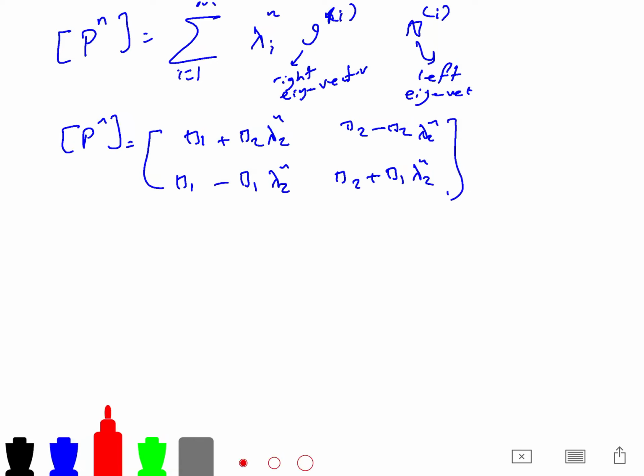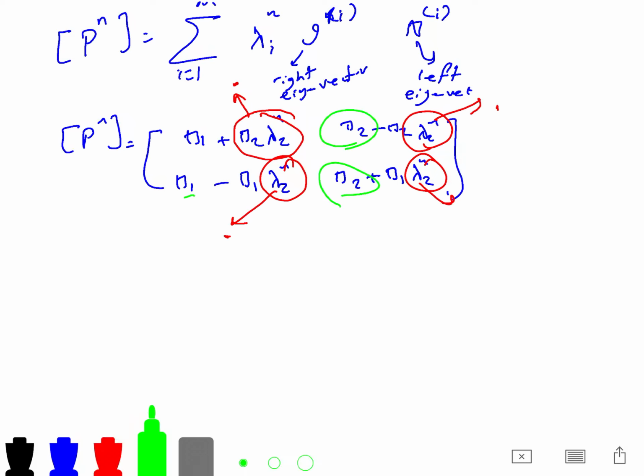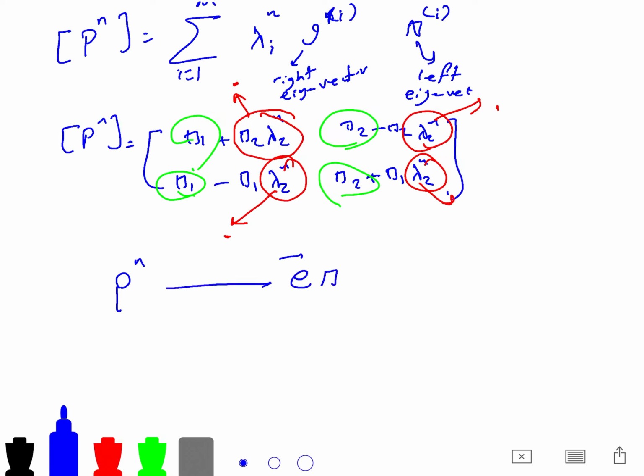So let's see what happens when n grows. When n grows, because lambda is between 0 and 1, it converges to 0, same as this converges to 0. What remains are these things, which are your stationary distribution. So the nth power of your transition probability converges to e pi.